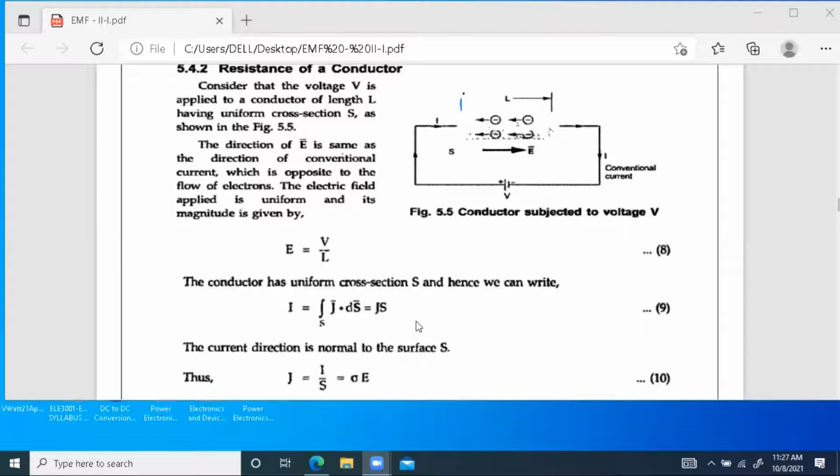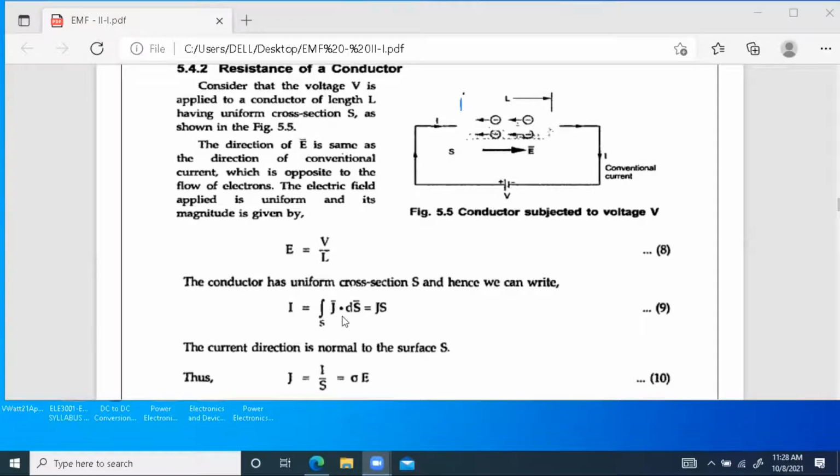Repeat that, sir. You have a cross-sectional area. Your current density J is your current per unit area, right? Yes, sir. So your current would be your current density multiplied by the area. Yes, sir. So look at this now.